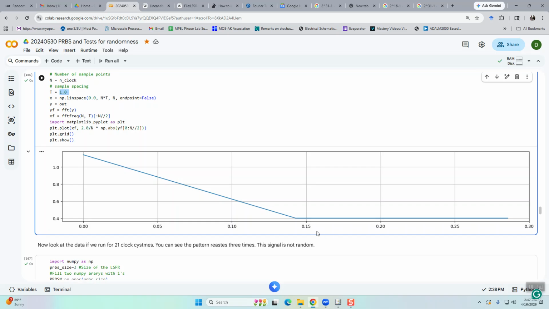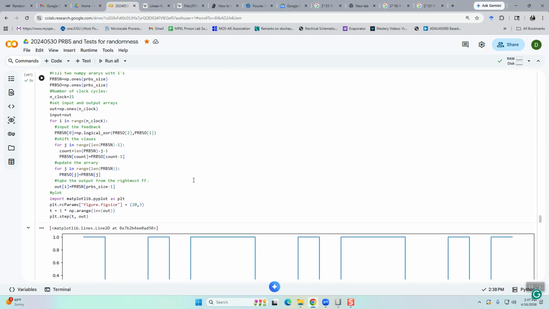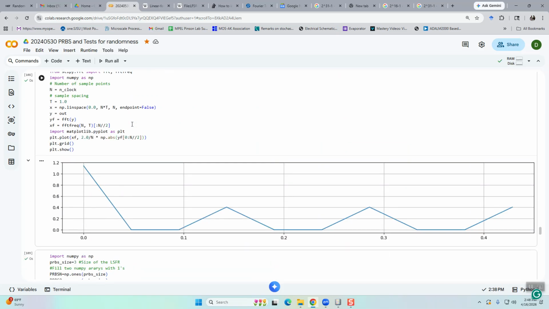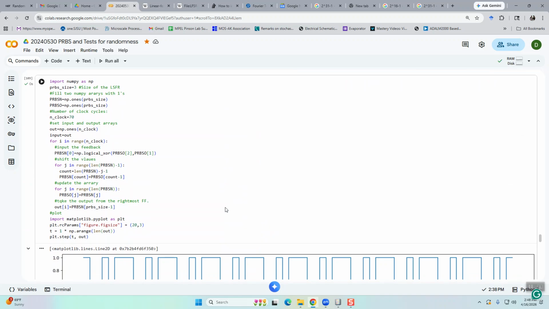It's all the same period. I'm assuming a period of 1 second. Okay, now let's run it 21 times, right? You can see the pattern repeat 3 times. Let's take the FFT. And now we're starting to see peaks, okay? Indicating that there's a repeating pattern in there, right?